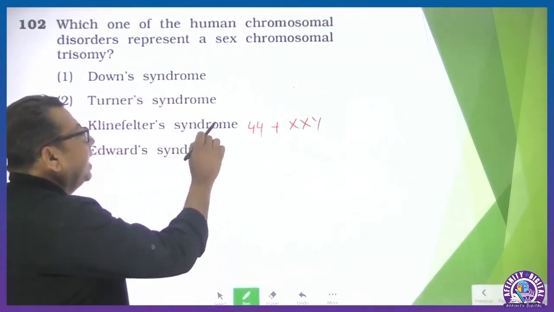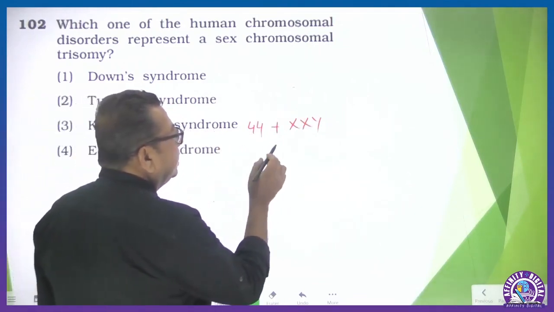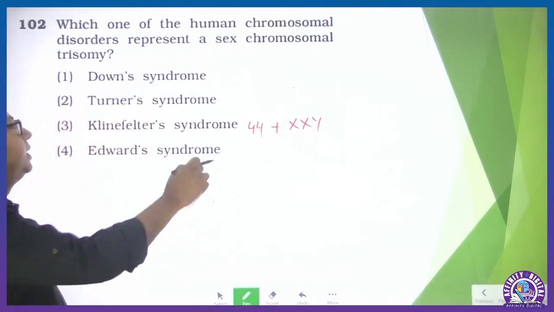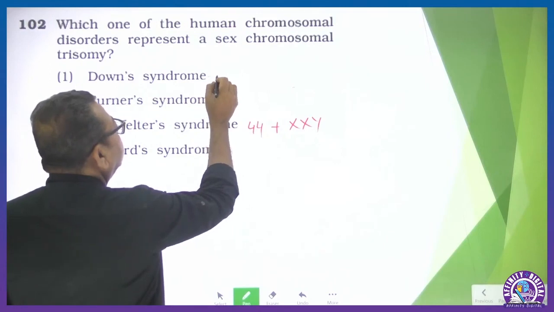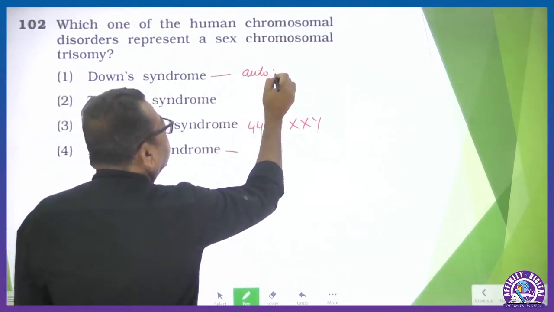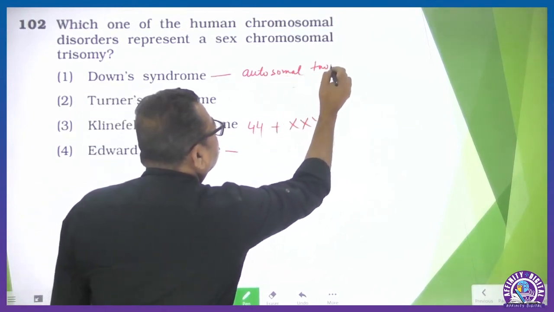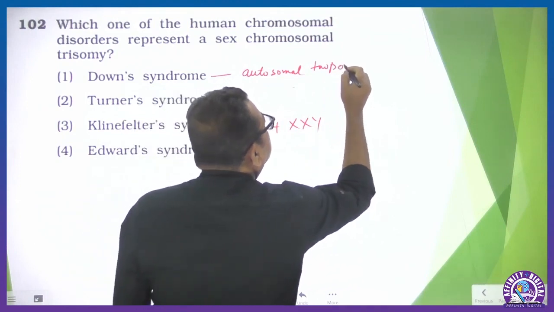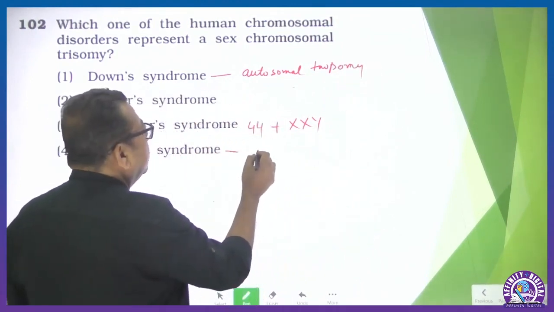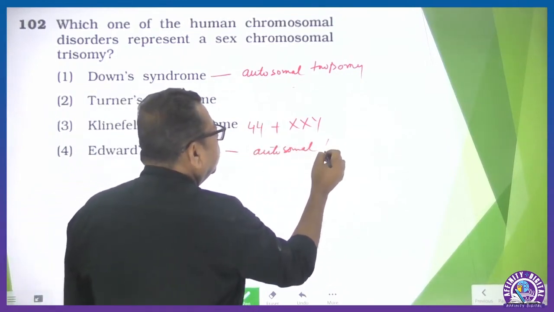That is why people with Klinefelter syndrome are said to represent sex chromosomal trisomy. But Down syndrome and Edwards syndrome are autosomal trisomy. What are autosomes, children? Edwards syndrome is also autosomal trisomy.